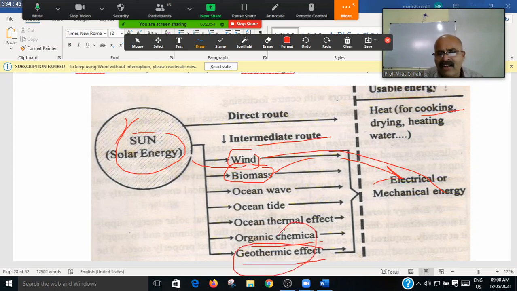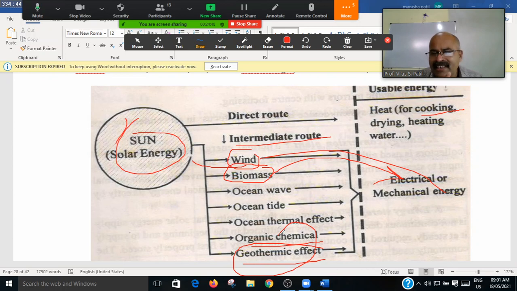Again, the geothermic effect, that is the thermal effect, or the temperature of the ocean. Some plants are grown inside the ocean at the bed of the sea, and those plants create their biomass, and such biomass is used. Some plants can increase the temperature of the water, and they can create oxygen. There are some endoxidic plants also present, and they can produce oxygen.